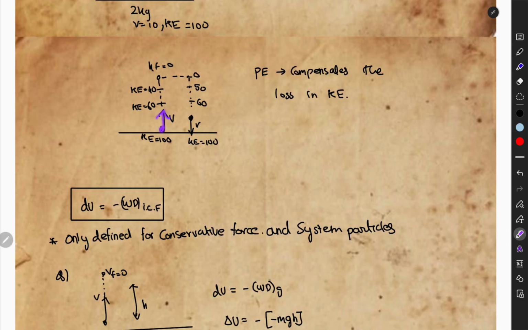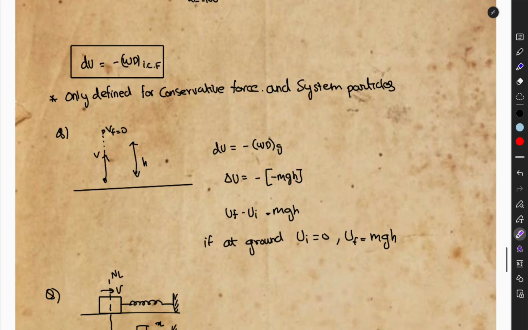And we also observed that, let's say it goes up to 0. Initially it is at 100, it becomes 60, 40, and finally 0. And when it comes down from 0, it becomes 50, 60, and comes to 100 at last. Potential energy compensates the kinetic energy. Wherever the kinetic energy becomes less, there will be something called potential energy to compensate for it. If you don't understand that, it's perfectly fine.